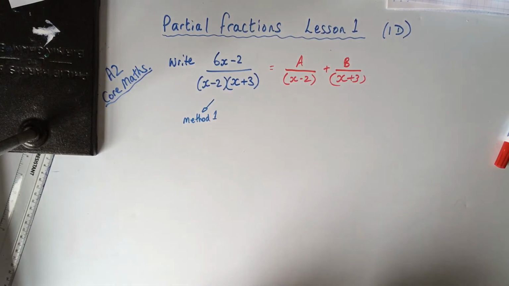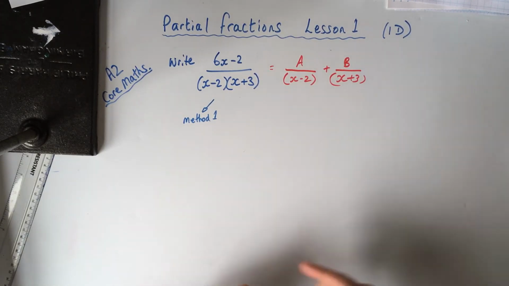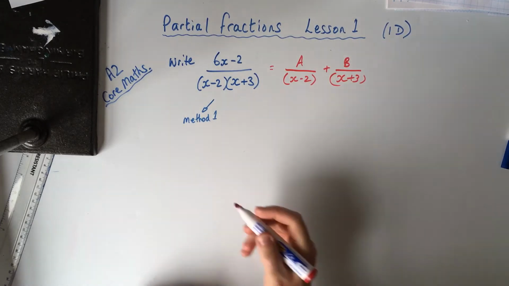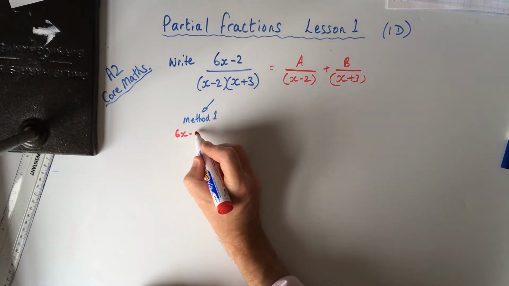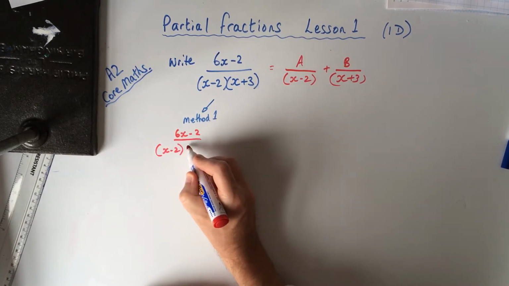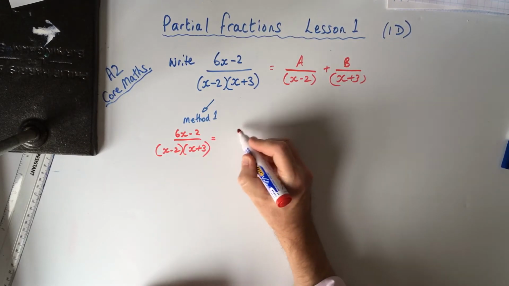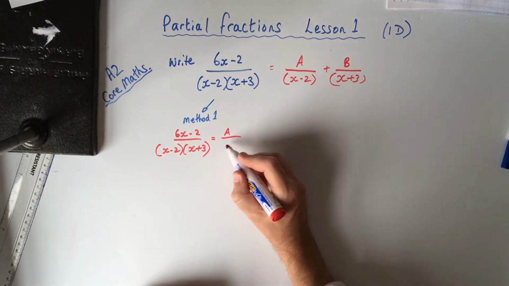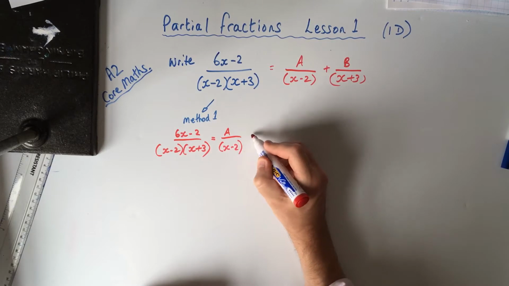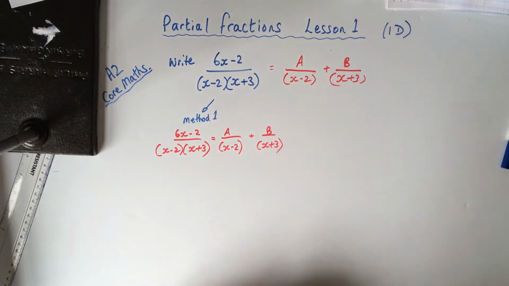Now I'm going to do this very long-winded. It's not going to take very long to do it, but just so it completely makes sense to you. I've got 6x minus 2 over x minus 2 times x plus 3. Now I know that this is equivalent to a over x minus 2 plus b over x plus 3. So that's how we start writing it.